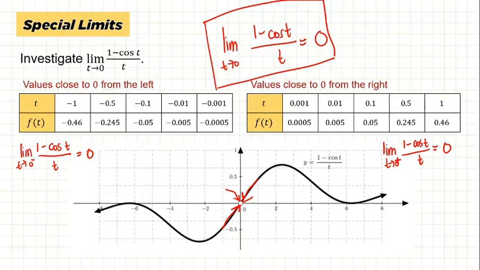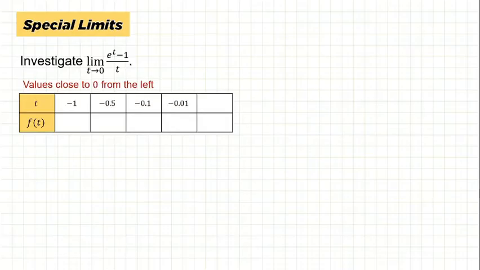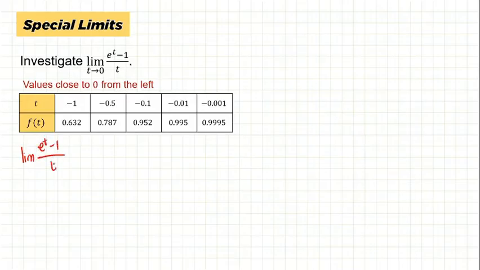Okay? So that's it. Now, for the third one, limit of e to the t minus 1 over t as t approaches 0. So from the left of 0, we will have these values. And the values of the function approach 1. So makikita natin dyan. So therefore, we will have the limit of e to the t minus 1 over t as t approaches 0 from the left is equal to 1.